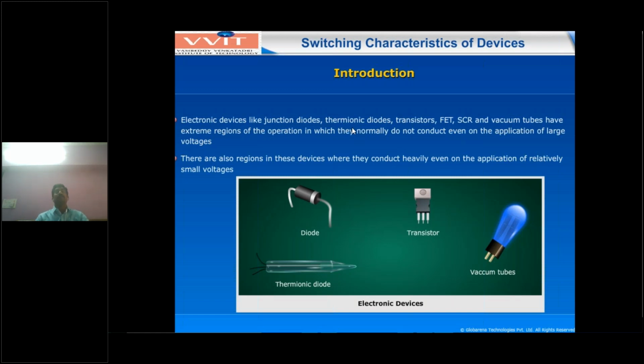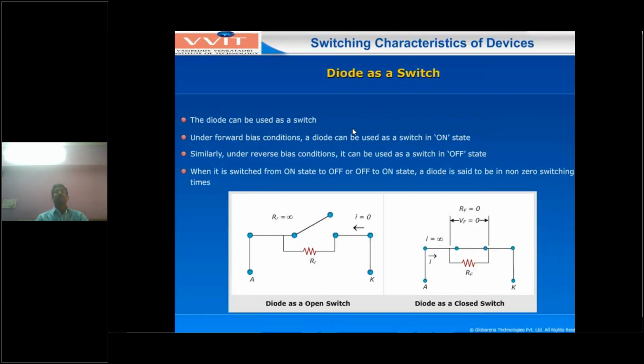There is a transition from cutoff to on state or on to off state. Similarly, the transistor also operates in two nonlinear regions. One is cutoff to active, which is a nonlinear region. Another nonlinear region is active to saturation. So here I'm considering first the diode as a switch. This is the diode as an open switch under ideal condition. In the forward bias condition, the diode can be used for switch operation.